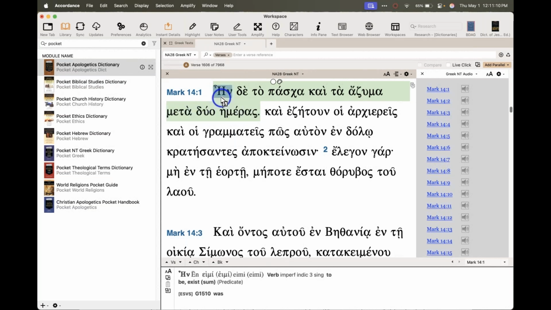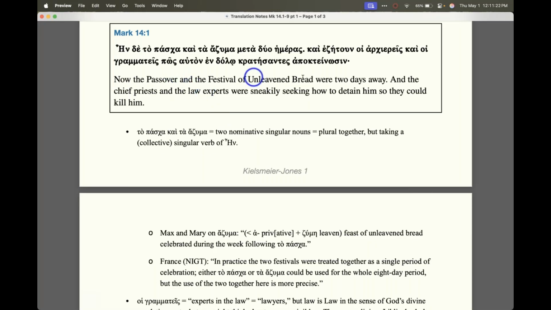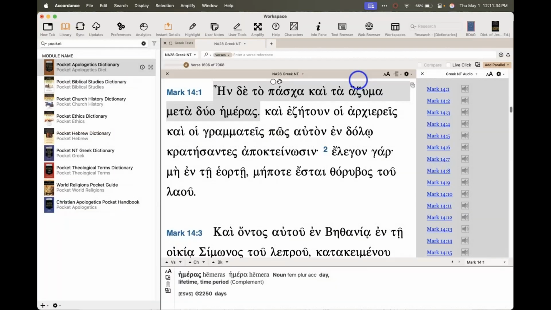And you may experiment with a way that you can preserve that in English if you want to be really close to the Greek. More often, you're going to see a translation do something like what I've done here. Say these two feasts, the Passover and the Festival of the Unleavened Bread, were two days away. Or it was going to be the Passover and the Festival of Unleavened Bread in two days.